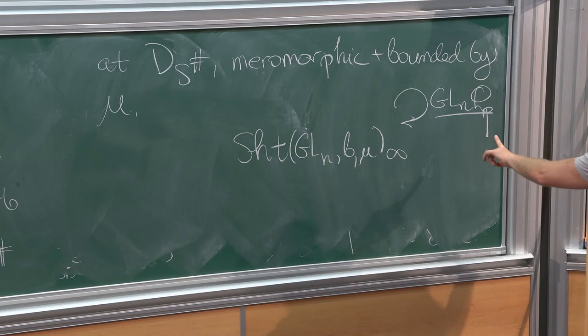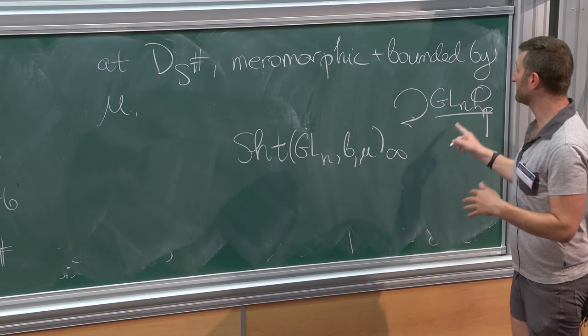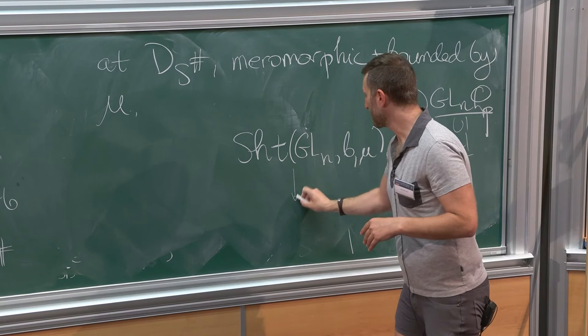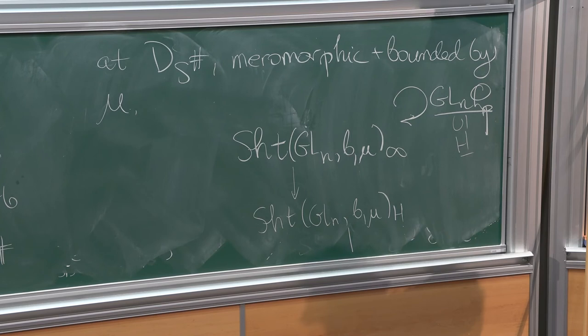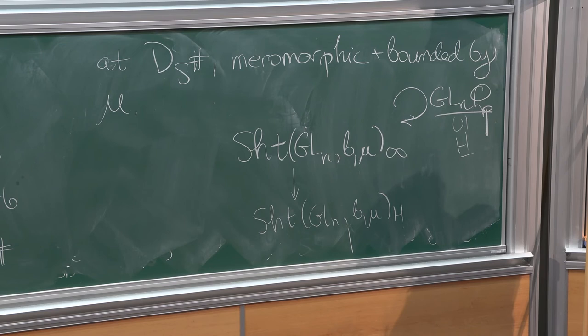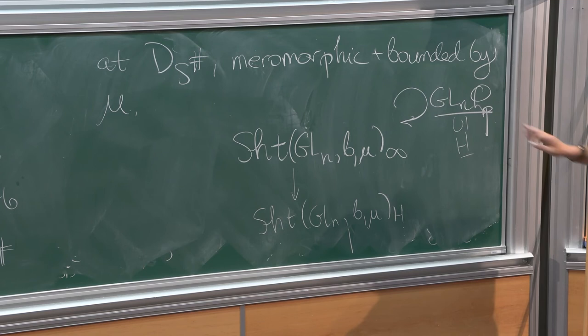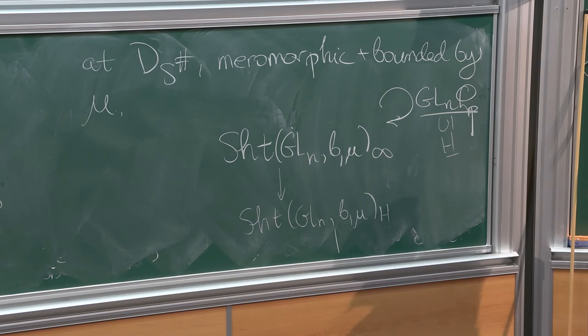I could recover finite level spaces of Shtukas by choosing my favorite compact open subgroup H. And then I could quotient this out to get something that lives at finite level. That's not the only, oh yes. What's that? On your automorphism? Yes. Do you want Q_p or this Q_p breve? I want Q_p.